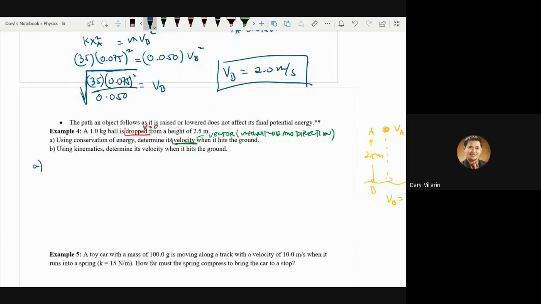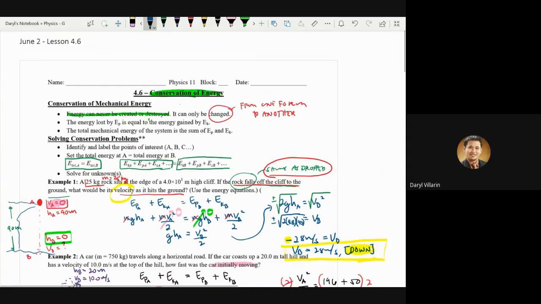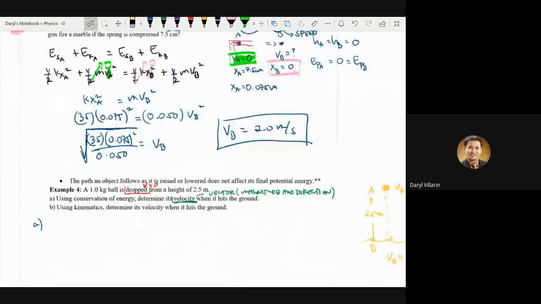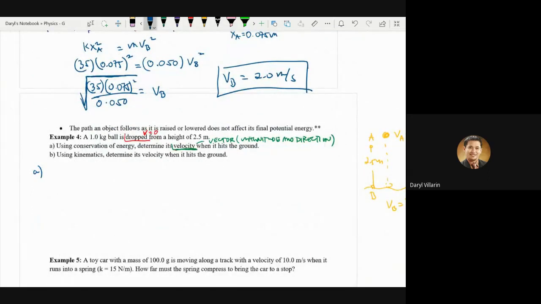Maybe in physics 12, it becomes harder because you'll be dealing with a frictional force. But in our case, we assume that there's no friction here. Friction is not a factor. Therefore, we're just talking about the gravitational potential energy and the kinetic energy at these 2 points. So potential at A plus the kinetic at A would be equivalent to the sum of the potential at B plus the kinetic at B.